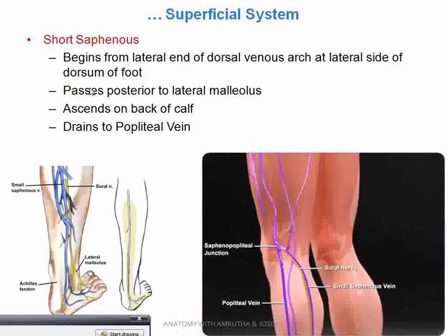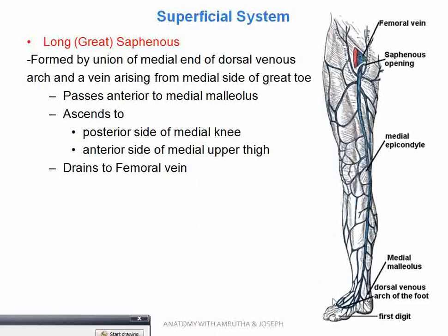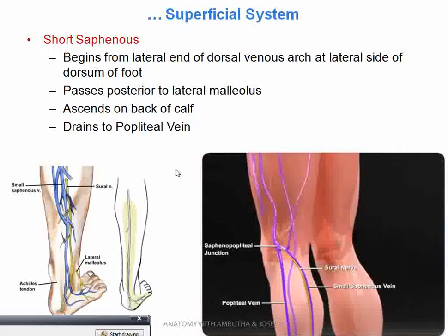The short saphenous vein, as the name suggests, is short. It begins from the lateral end of the dorsal venous arch at the lateral side of the dorsum of the foot. So this is the dorsal venous arch. It has a medial end from where the great saphenous vein arises. From the lateral aspect, the short saphenous vein arises.